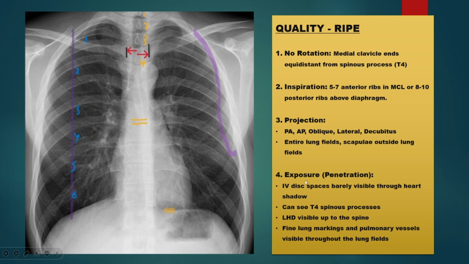If the exposure is less, then the chest X-ray will be whiter than the normal X-ray. If the exposure is more or over-penetrated, then the X-ray will be darker than normal and the details will be less clear.